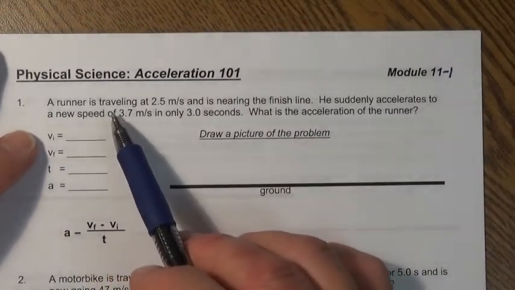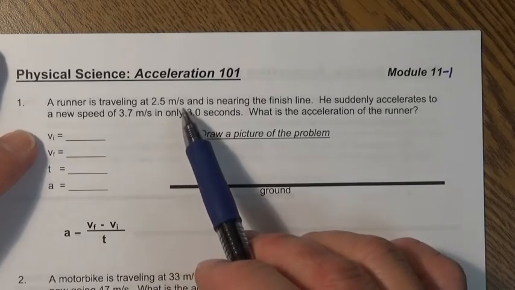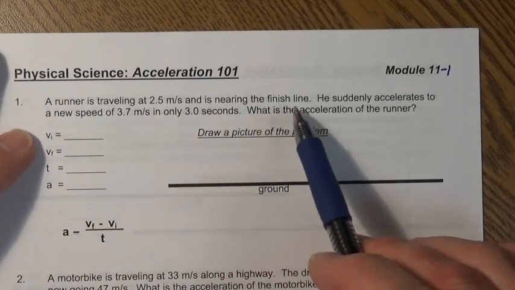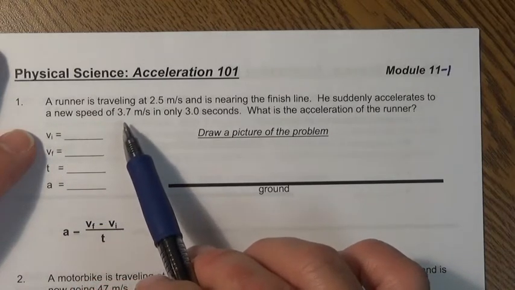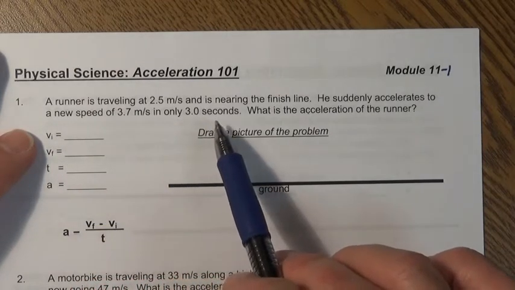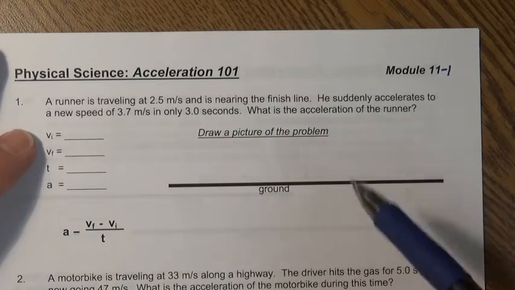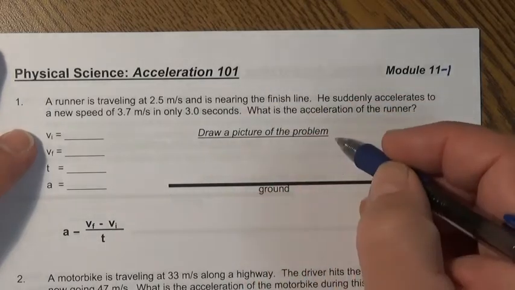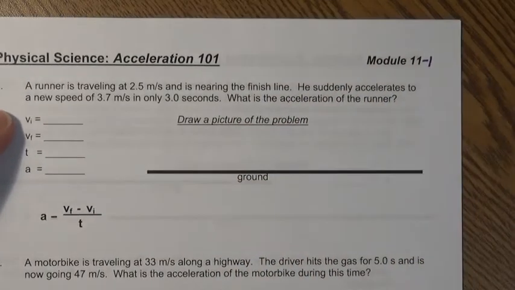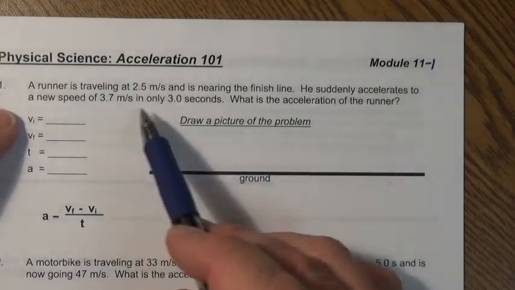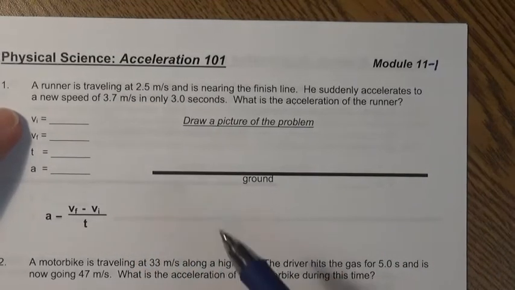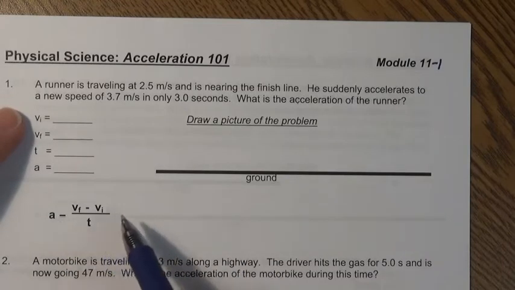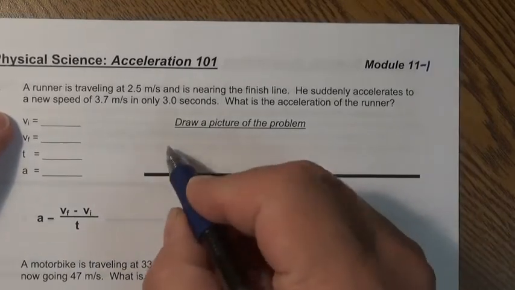We got a runner traveling at 2.5 meters per second and nearing the finish line. He suddenly accelerates to a new speed of 3.7 meters per second in only 3 seconds. What's the acceleration of the runner? Now draw a picture of the problem. Sometimes it really helps. Sometimes we get a bunch of numbers up here, it can get a little confusing as to where those numbers go in the formula, and having a picture can help.